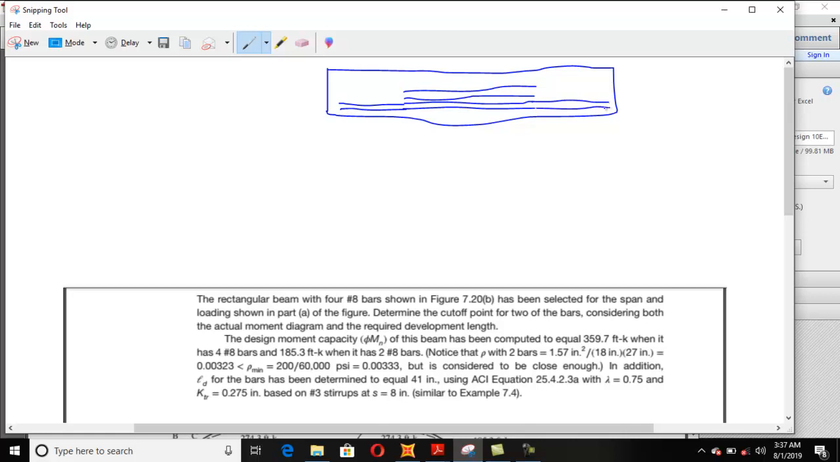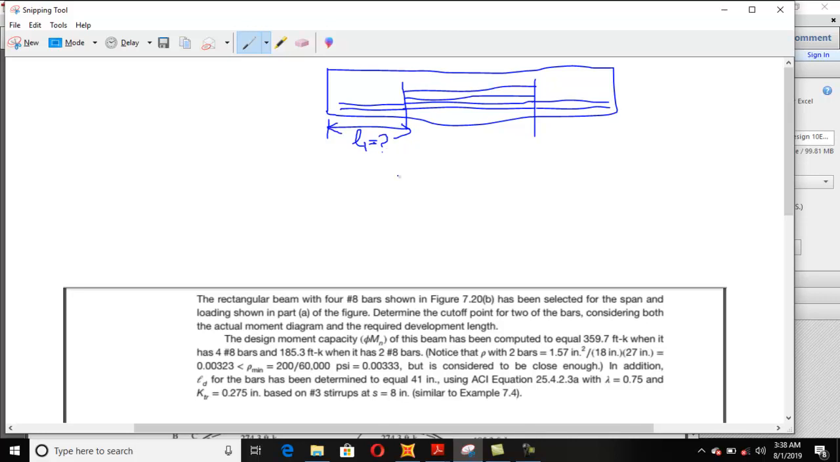Now the question is that you need to calculate this distance, how much this distance is from the support. What will be the value of that distance? Clear? That L1 distance will be how much, or you can say that cutoff length will be how much. Okay, now first of all you have to check.